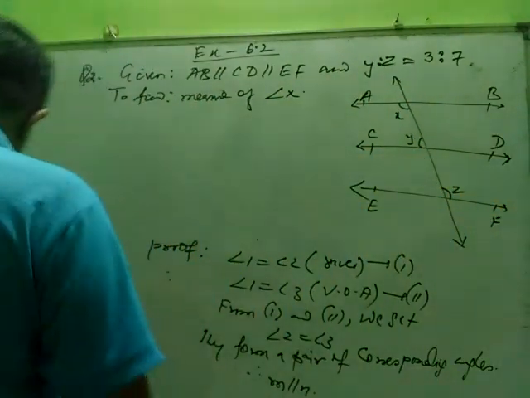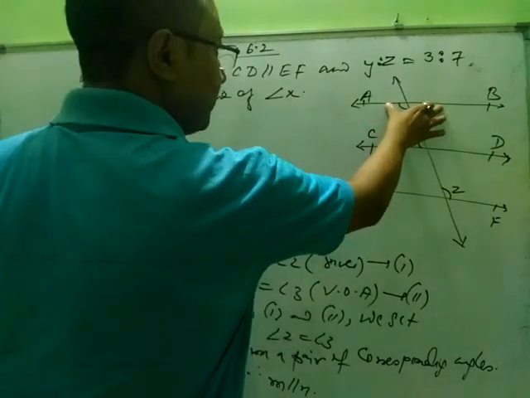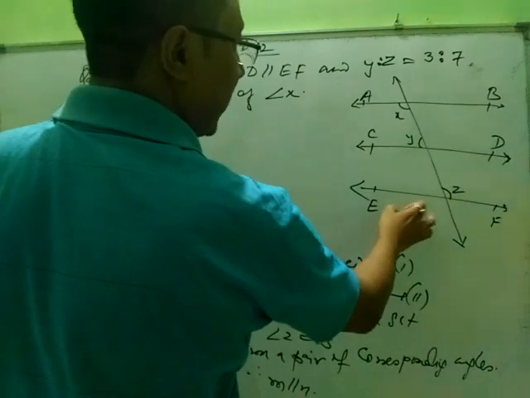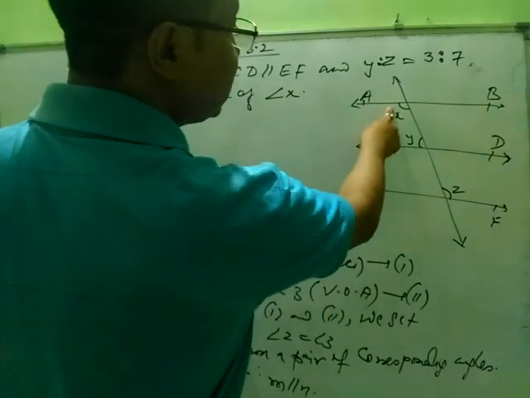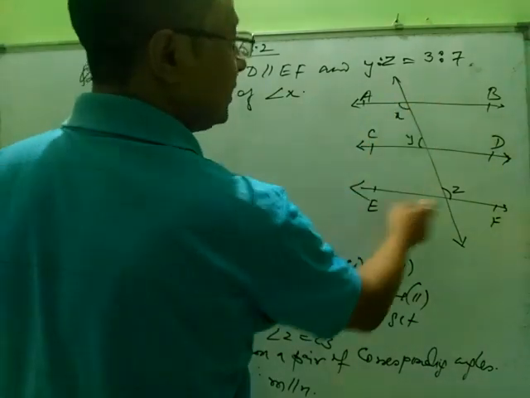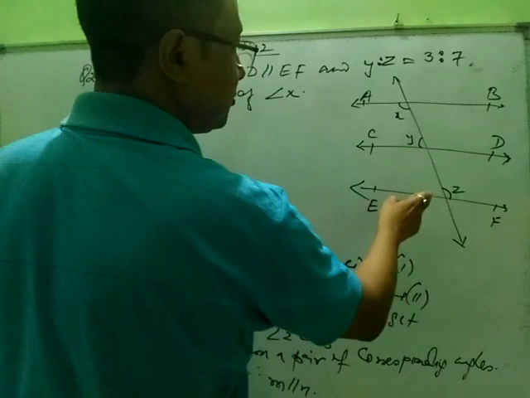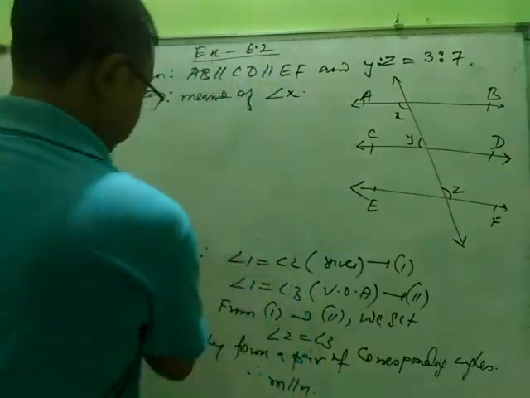So it is given that the line AB is parallel to line CD is parallel to the line EF. That means all the three lines are parallel to each other. So AB is also parallel to EF, and CD is parallel to EF, because all the three lines are parallel to each other.